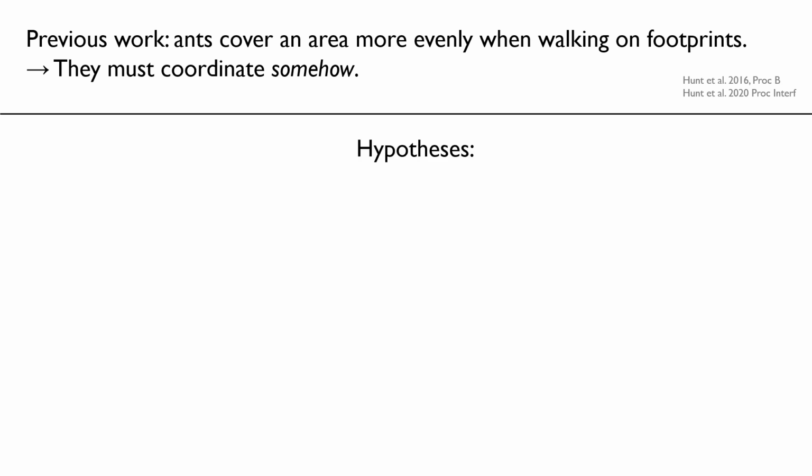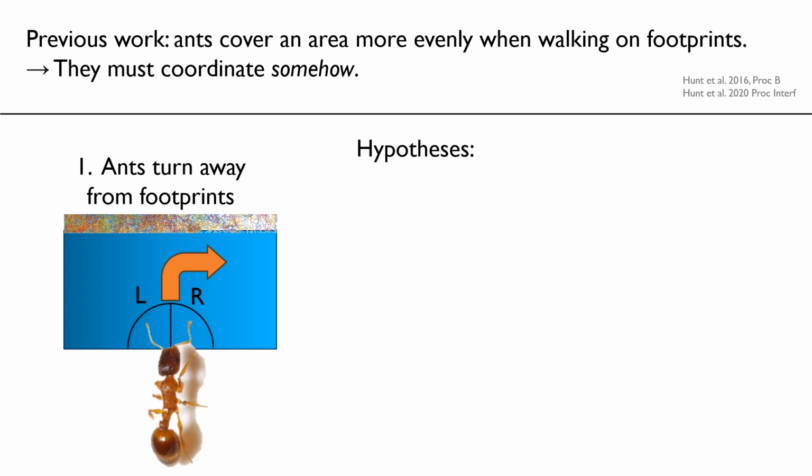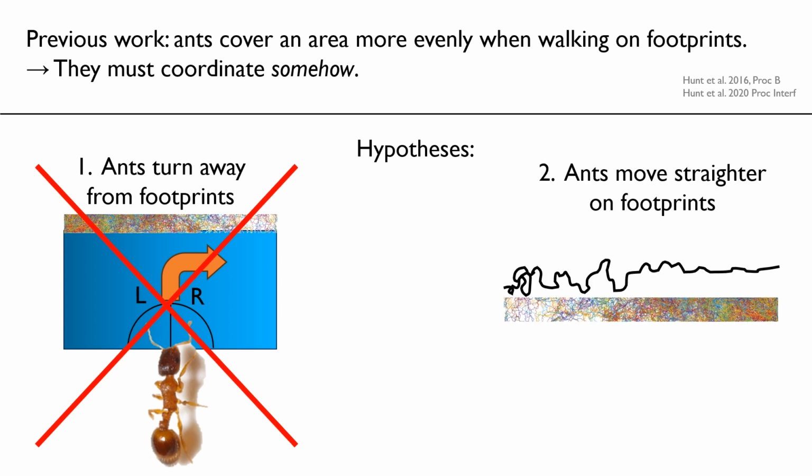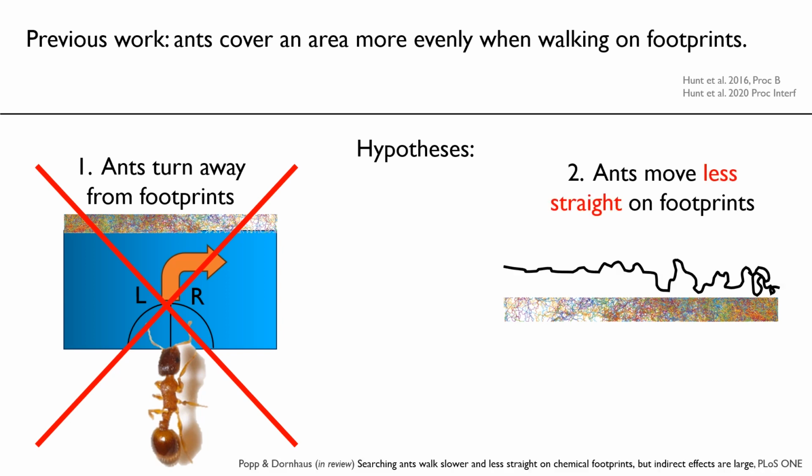There are 2 hypotheses for this that I am looking at. One is that ants are turning away from the footprints as they are sensing them, but we didn't find any evidence for that. The second one is that ants move straighter when they are moving on footprints, so that they are more efficiently dispersing or diffusing away from these areas. We found the opposite of that being the case, so ants move less straight when they are walking on footprints.